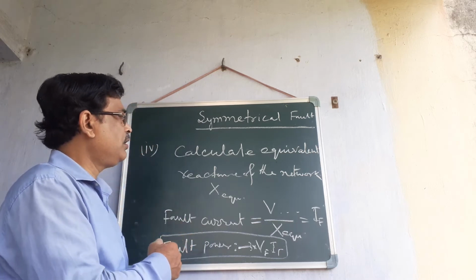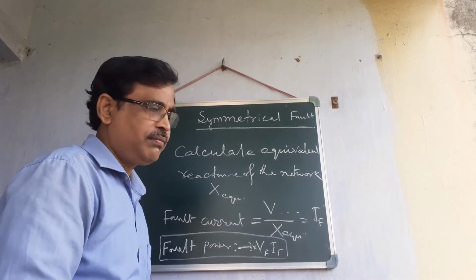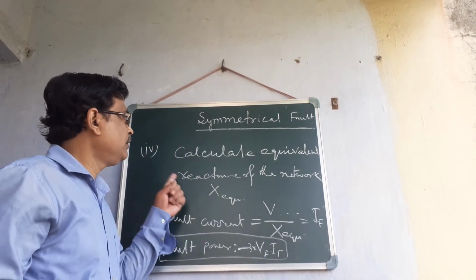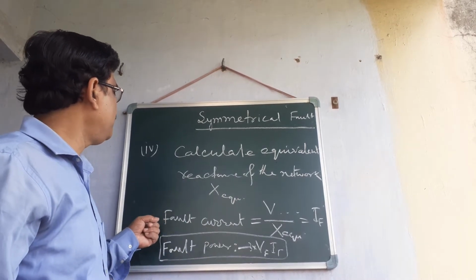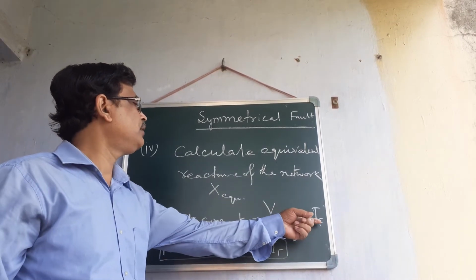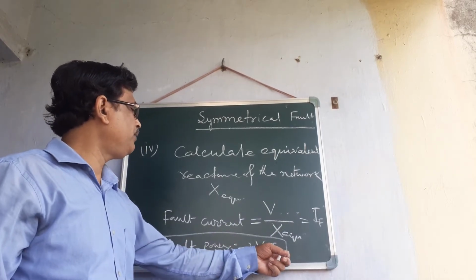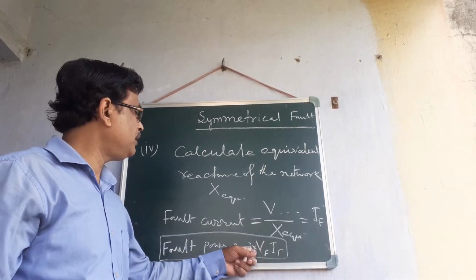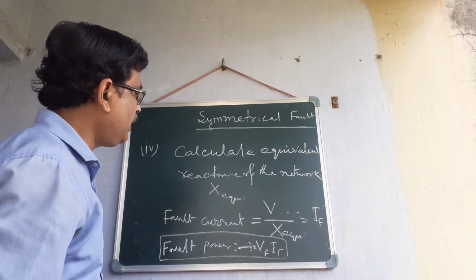Now we will see what the problems are to solve this. So note it. Find the equivalent reactance. From the equivalent reactance, V by X equivalent equals the fault current. And the fault power is VF times IF times 3. It is per phase, and if we multiply it by 3, then we will get the total.